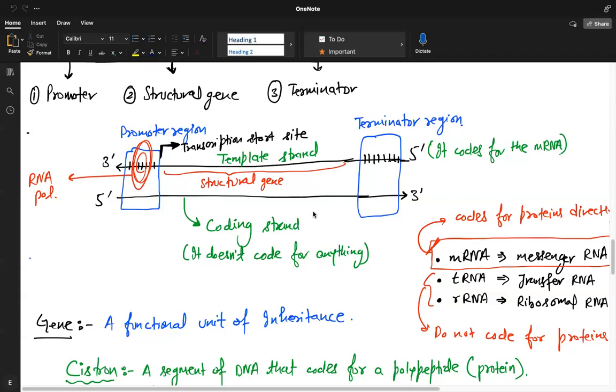And on the basis of this concept, now we can divide structural genes into two different kinds of arrangements. But before that, why did we bring up cistron? Yes, Alia, you were saying something.